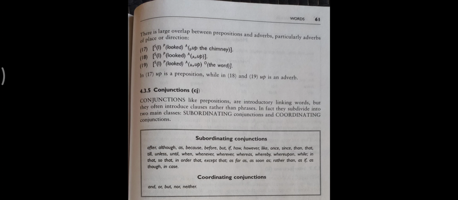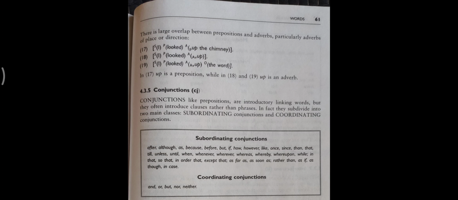Next closed class words that you need to think about are conjunctions. It is marked as CJ. Conjunctions are like prepositions, introductory linking words, but they often introduce clauses rather than phrases. In fact, they divide into two main classes: subordinating conjunctions and coordinating conjunctions.